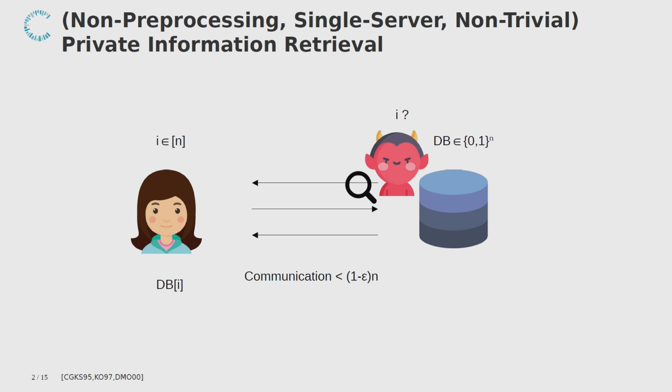These are mostly for the people who already know private information retrieval, to clarify what we're talking about here. So non-pre-processing, there's no extra steps. We're only talking about a single server. And with non-trivial, I mean that the communication really needs to be only slightly less than the entire database. Usually for private information retrieval, we require it be much less, but because this is a lower bound, it is much more general if we just require this slight compression here.